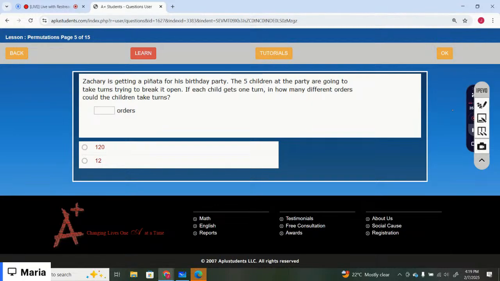Zachary is getting a pinata for his birthday party. The 5 children at the party are going to take turns trying to break it open. If each child gets one turn, in how many different orders could the children take turns?